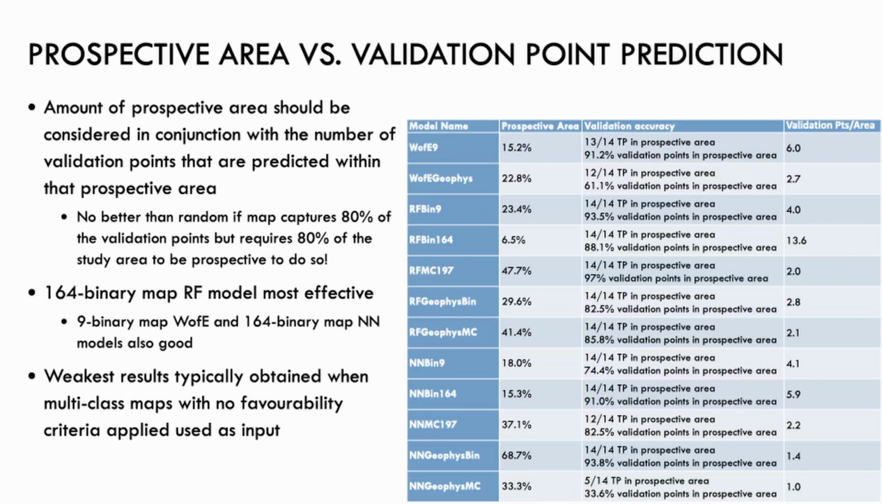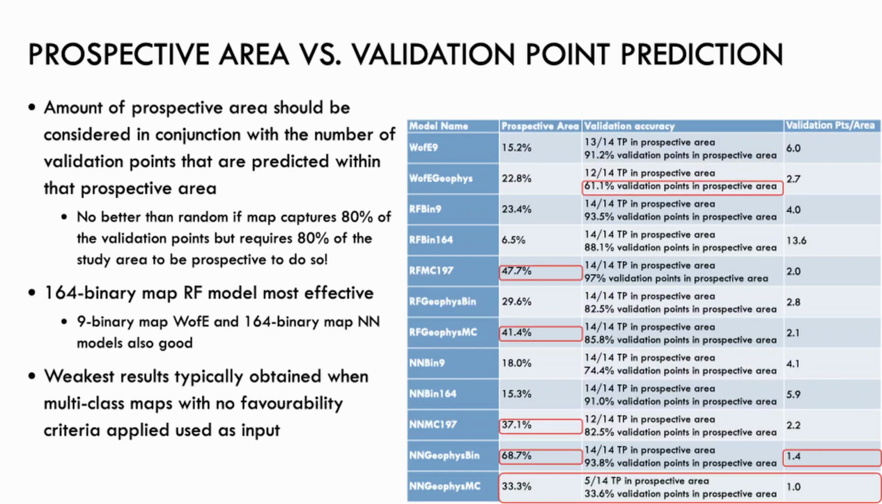So the statistics basically show that the 164 binary map random forest model was the most effective, but a couple of others were also pretty good. The weakest results typically ended up happening when the multi-class maps with no favourability criteria were used as input, regardless of whether that was using all data sources or just the geophysical input maps. So the ones that didn't have the favourability criteria applied tended to have weaker training results and also poorer outputs in terms of the prospective area and the validation.